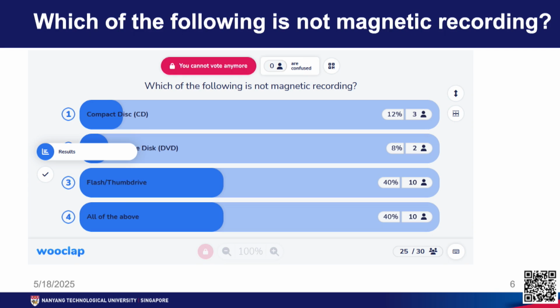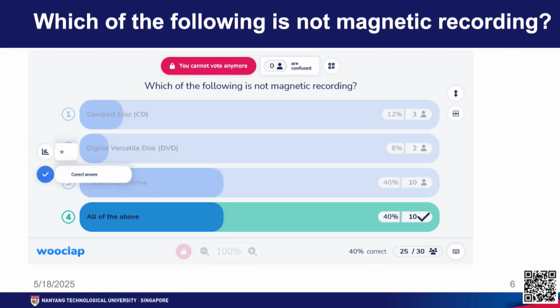Only 10 of you are right, and the correct answer is this. None of these which I have listed belong to magnetic recording. Quite often people think that CD is magnetic recording or flash is magnetic recording. First, I want you to go away with the knowledge that none of them is magnetic recording.